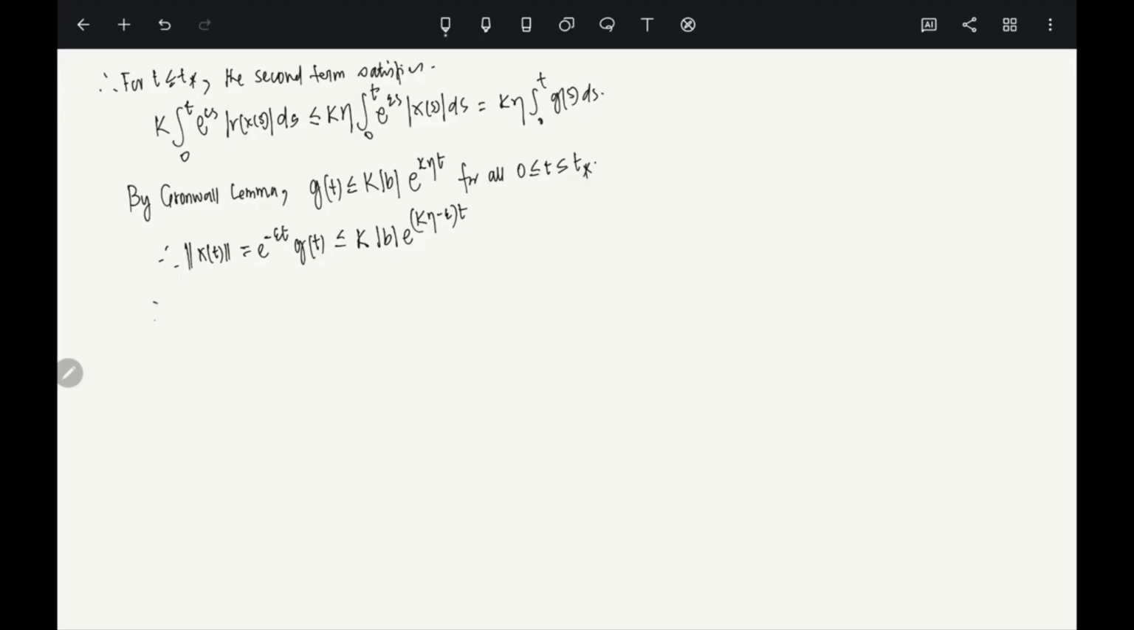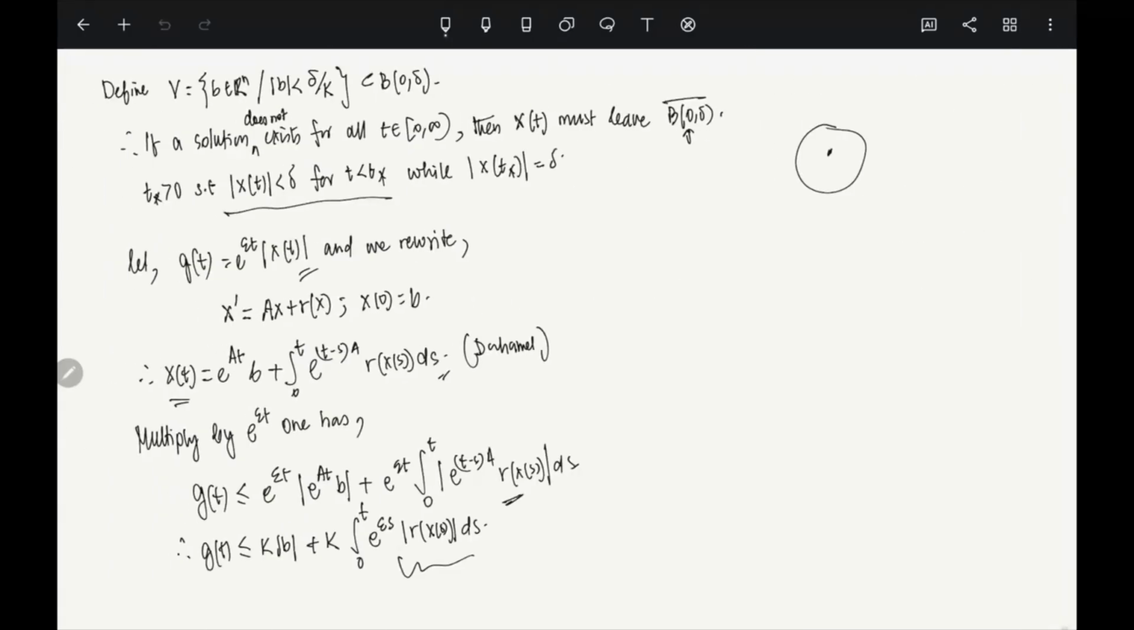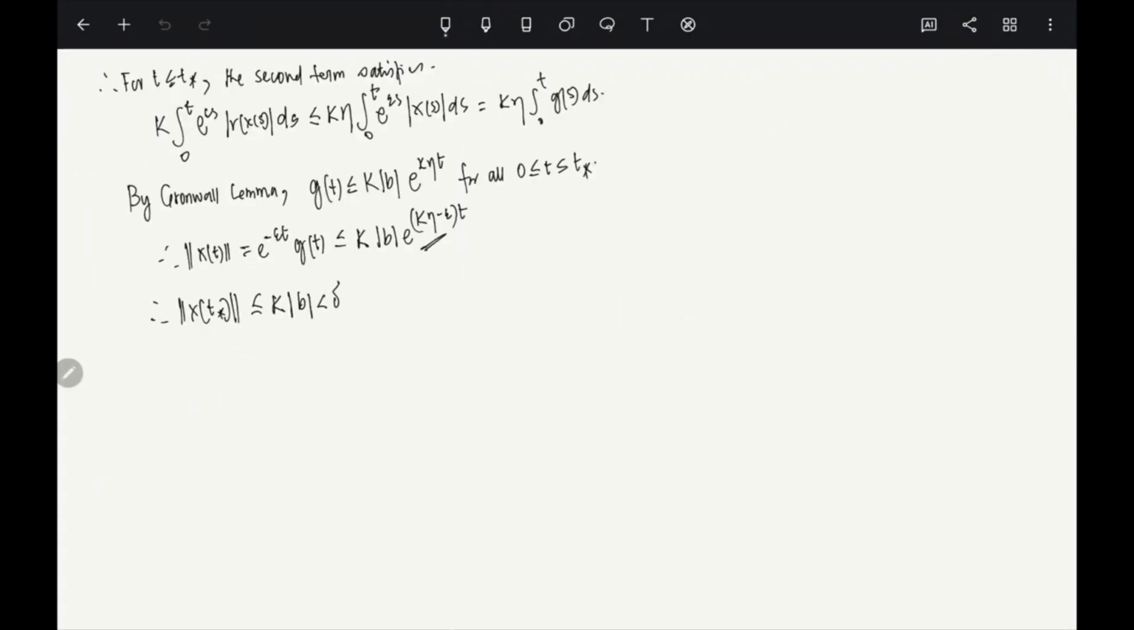That we know. Therefore, the norm of x at t star will be less than k times mod b, because this is going to 0 as t tends to infinity. So you can make it less than k times mod b, and k times mod b is less than delta, that is our assumption. So that's a contradiction, because we are saying that the norm of x of t star is equal to delta.